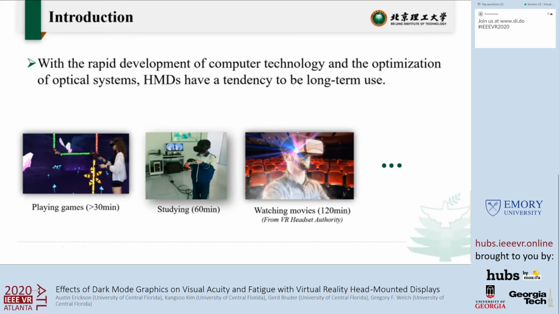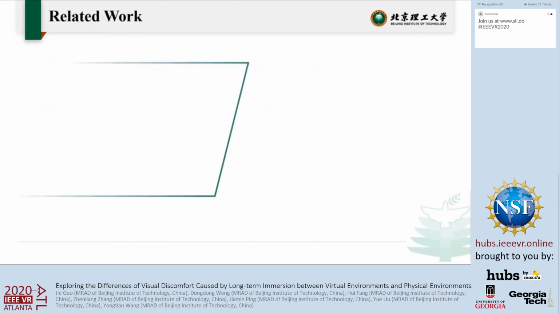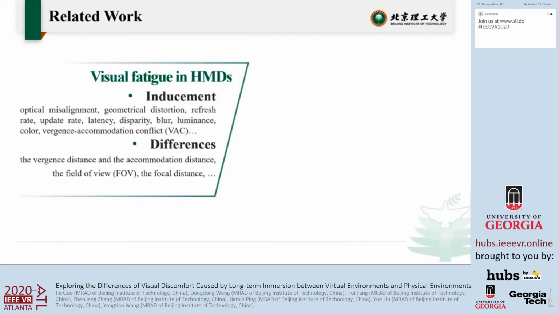But before long-term immersion, it is necessary to explore the effects. As a common symptom of discomfort, VR fatigue needs to be considered. Many studies have explored VR fatigue in HMDs, including inducements such as disparate illumination and the divergence accommodation conflict. There are also some studies that have explored the difference between HMDs and other displays, such as the vergence distance and the accommodation distance, the FOV and the focal distance. They also have explored the difference between HMDs and 2D displays, and between HMDs and 3D displays. But most of these studies are based on short-time immersion.